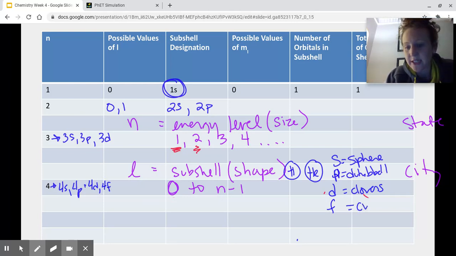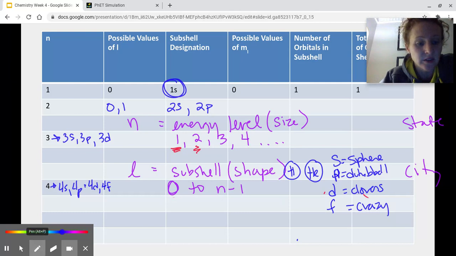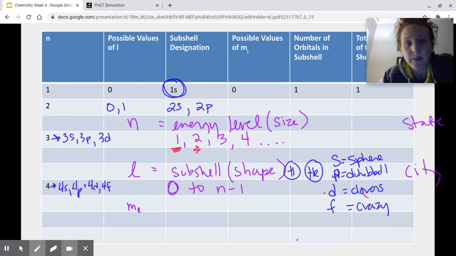Fs are crazy. They're all over the place. There's no one consistent shape. And so I'll show you a couple examples of those, but you don't have to know a specific shape for the F orbital. Okay, so we have our energy level, which is our size. We have our L, our subshell, which is our shape. Now M sub L is going to be our orientation.